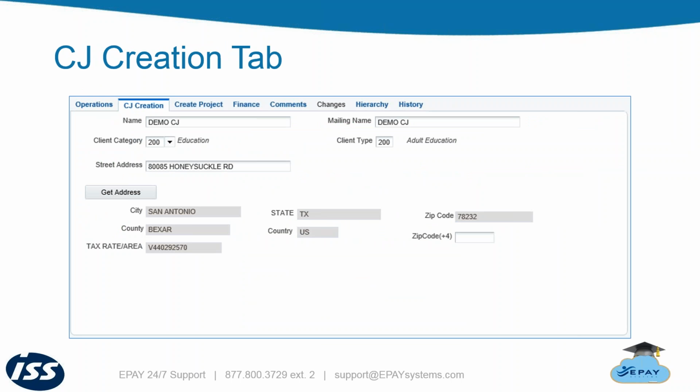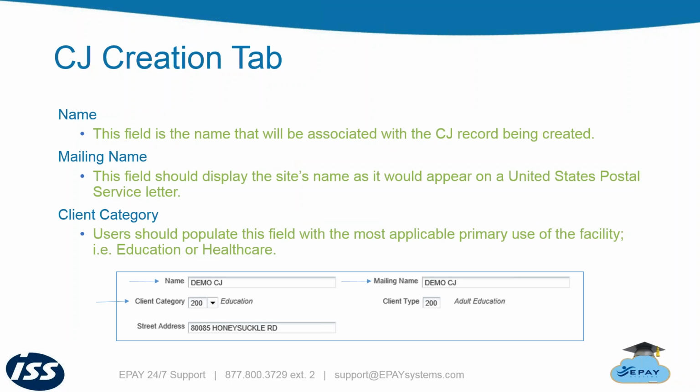So once you've completed all of your fields on the Operations tab, you'll then click on the CJ Creation tab if you have not already used an existing one, and this is what the preview of that tab looks like. Just reviewing those fields quickly, we have, of course, the job site address record name, and this field is the name that will be associated with the CJ record that you're creating. It's common to use the same name as the job. And this is also known as the alpha name, so what the CJ record will be identified with in JDE.